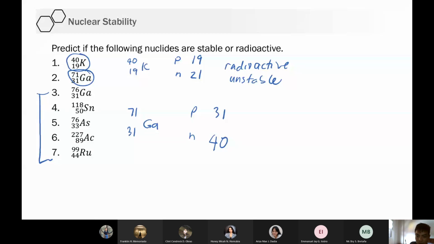So, ano yan? So, is this stable or not? Tingin tayo sa mga rules natin. Magic number, kahit di mo kabasado, okay lang yan. Okay. So, ito yung magic number, 28.